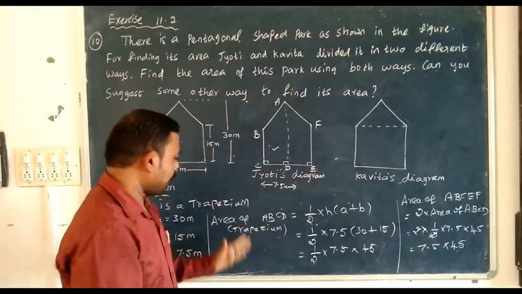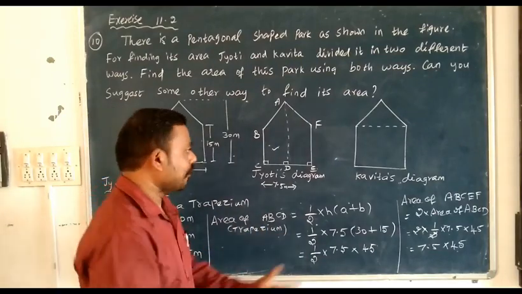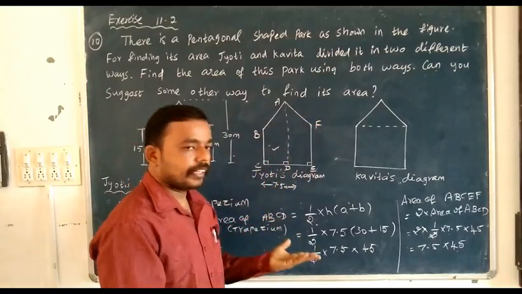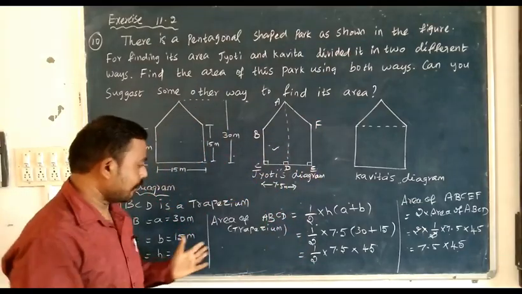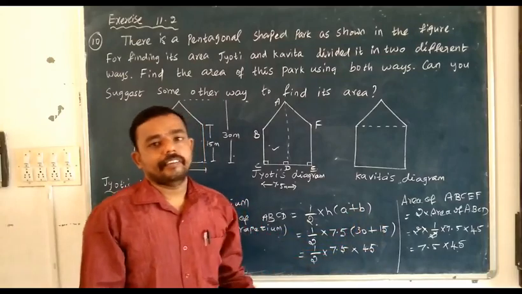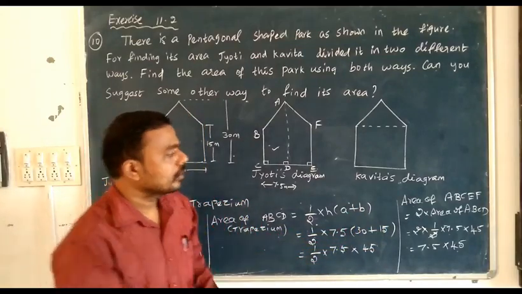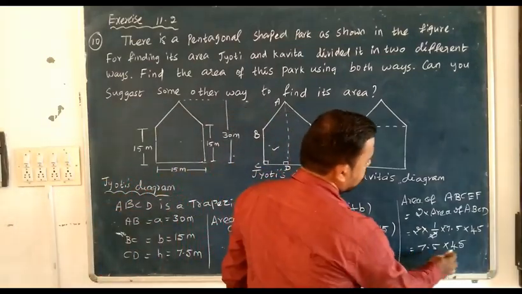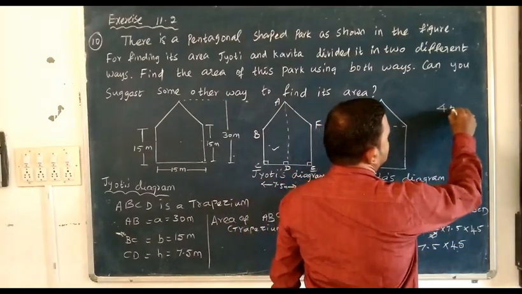Otherwise, find the area of ABCD separately and find the area of AFED separately by using the same data. We can get 2 answers. Finally add the 2 answers. Now area of ABCEF equals 45 into 7.5.